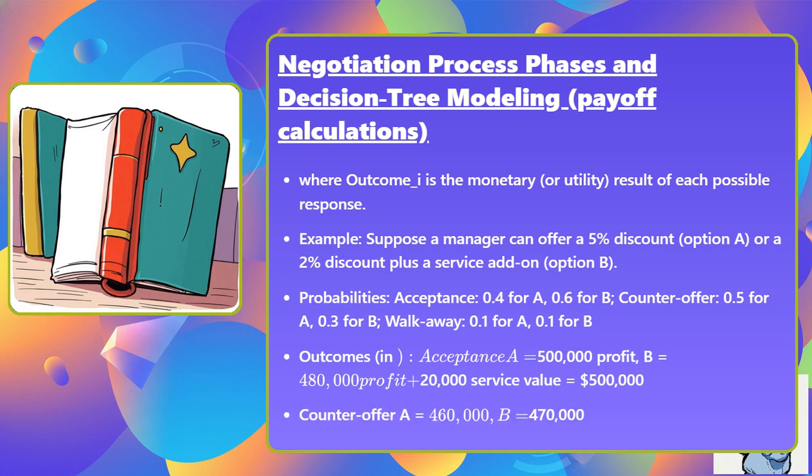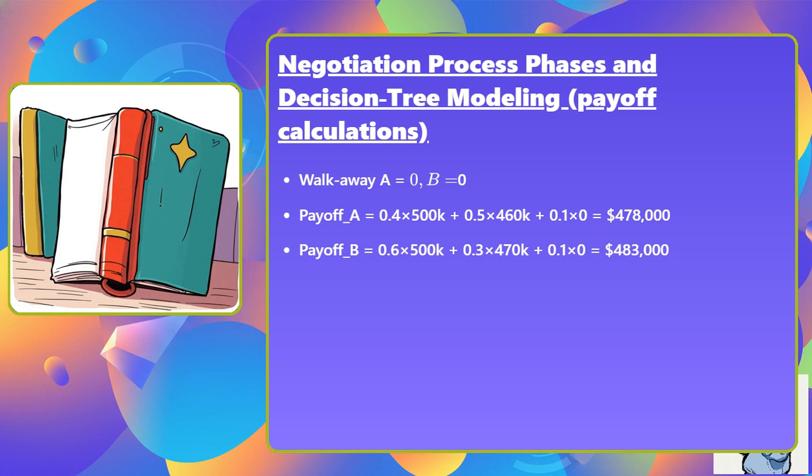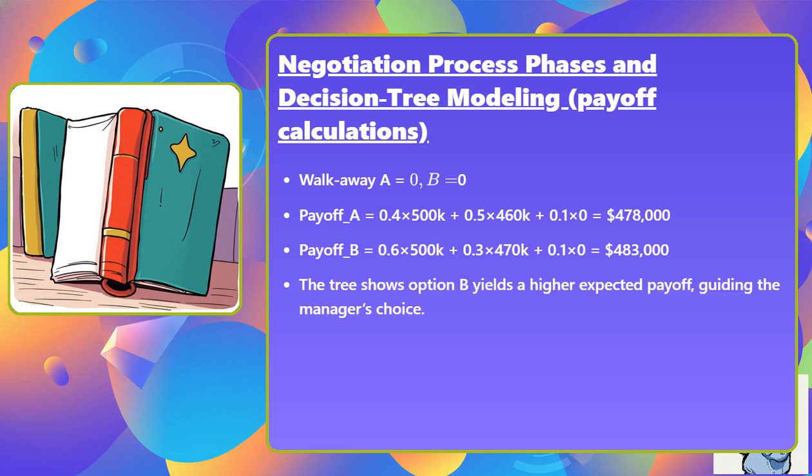Counter offer outcome: A equals $460,000. B equals $470,000. Walkaway outcome: A equals $0. B equals $0. Payoff: A equals 0.4 times 500,000 plus 0.5 times 460,000 plus 0.1 times 0 equals $478,000. Payoff: B equals 0.6 times 500,000 plus 0.3 times 470,000 plus 0.1 times 0 equals $483,000. The tree shows option B yields a higher expected payoff, guiding the manager's choice.